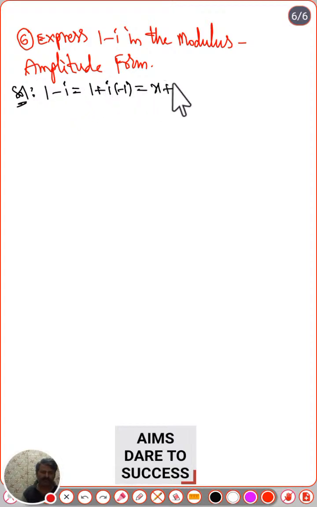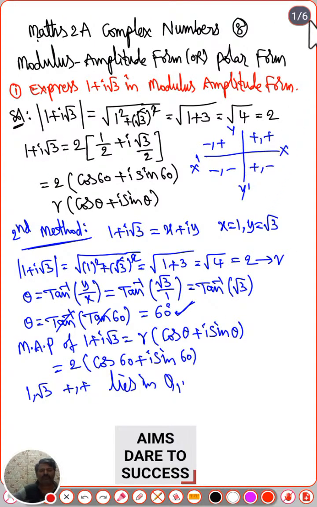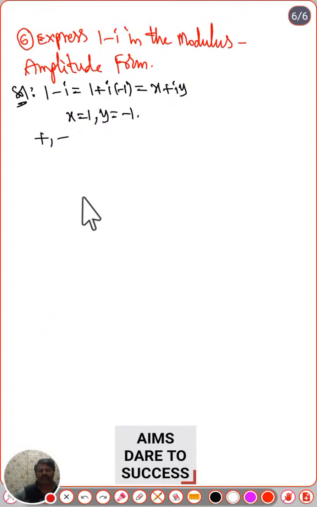This is x plus iy. Here the x value is 1, the y value is minus 1. Okay, my dears, x is plus and y is minus, so plus minus lies in which quadrant? Fourth quadrant. Okay, we will continue with that only. Plus minus lies in the fourth quadrant. So fourth quadrant related values you will write.